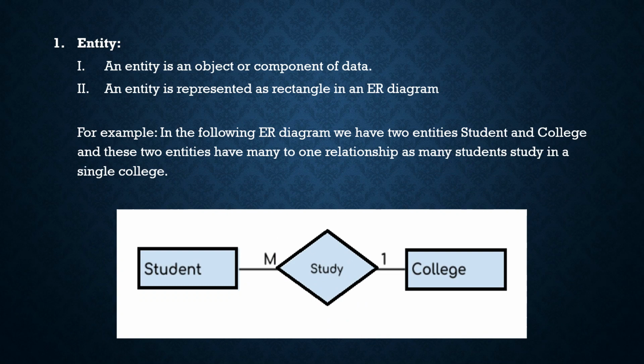See this, two entities, student and college. See, an entity can be represented by using a rectangle. So two entities, student and college, and here a many to one relationship. That means many students can have a relationship with the college. So that indicates many to one relationship. Next, move on to the next slide.